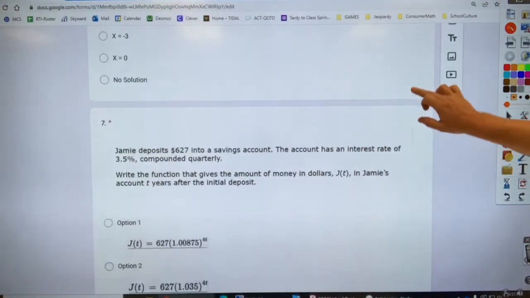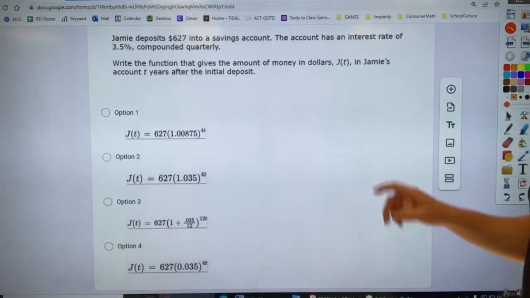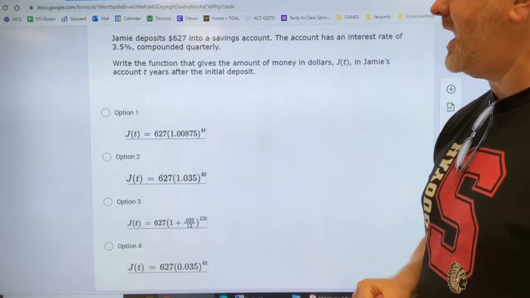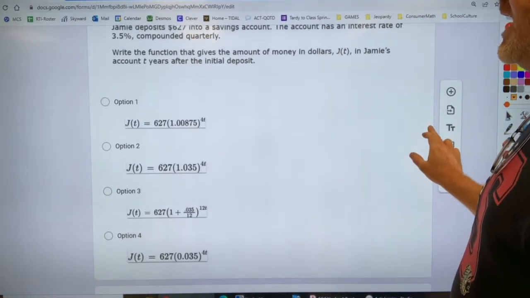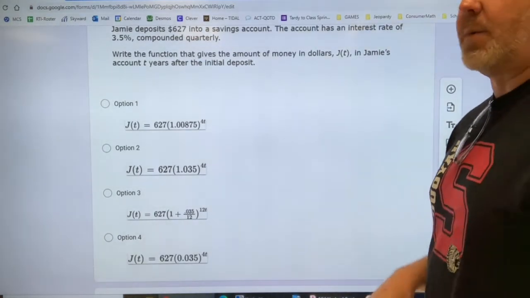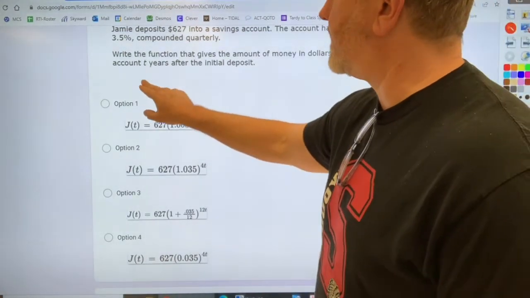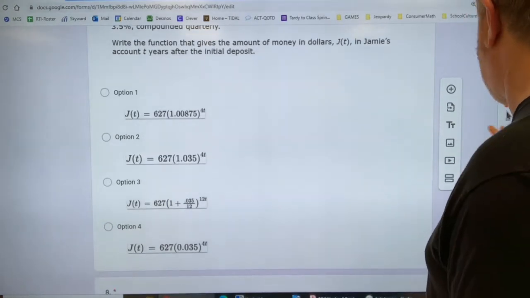All right, moving along here. Jamie deposits $627 into a savings account. The account has an interest rate of 3.5% compounded quarterly. Write the function that gives the amount of money in dollars in Jamie's account t years after the initial deposit. So we know that the time is t. Oh, t years, not 10 years, t years. Got to read it carefully, Mr. Pierce. Got to read that thing carefully.